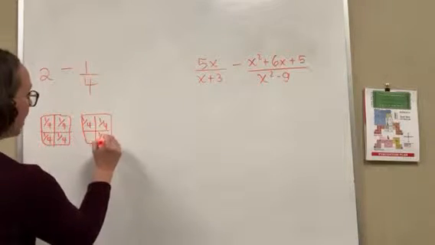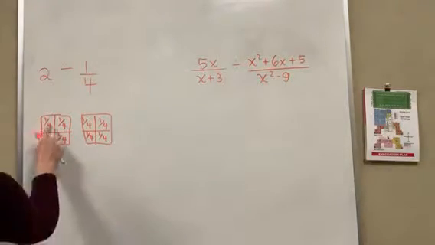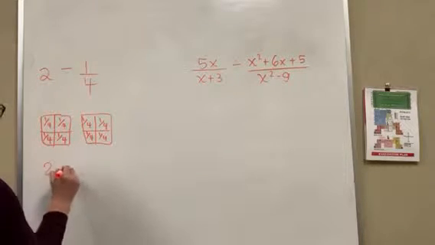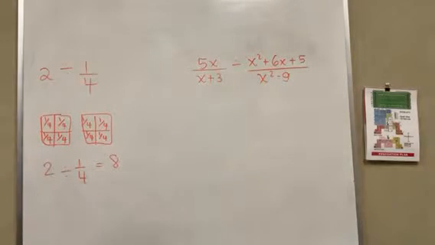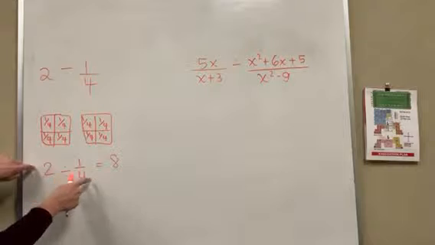So I notice when I take 2 things and divide them into fourths, I now have 1, 2, 3, 4, 5, 6, 7, 8 fourths. So 2 divided by 1/4 is the same thing as 8. I also notice that 2 and 4 work together to multiply to 8.